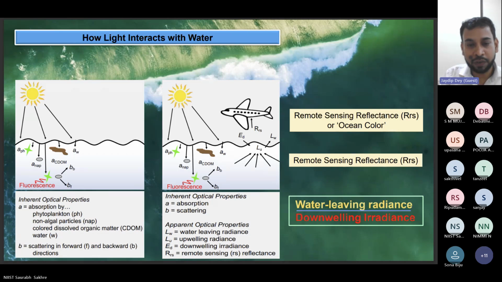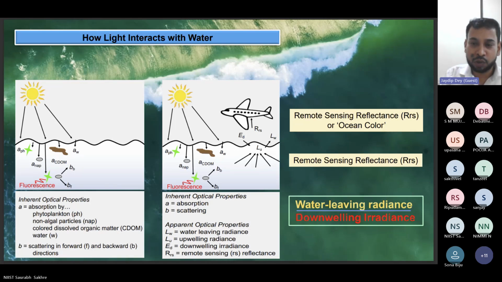And when this energy is coming from the sun and it is interacting with different constituents, that's called downwelling irradiance. Why is it irradiance? When energy is propagating from any direction, it's called irradiance. And when a remote sensing sensor is capturing this energy from a certain direction, that's called upwelling radiance.